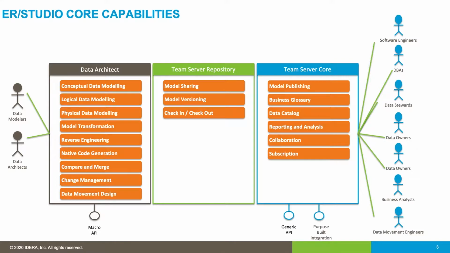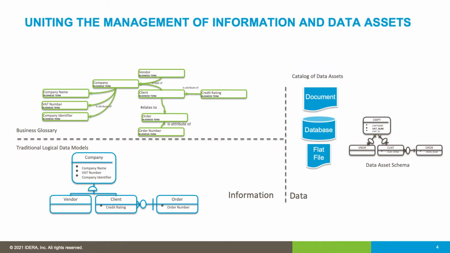Now, as well as that, in Team Server Core, we've got our business glossary and data catalog. Prior to version 19, both of those were quite simple elements within the tool. In this latest version, we've done a lot of work around that business glossary, and you're going to see a lot of ongoing work around Team Server Core. It's an area we really want to develop and extend. So the overall mission is to bring together these three parts of the model.